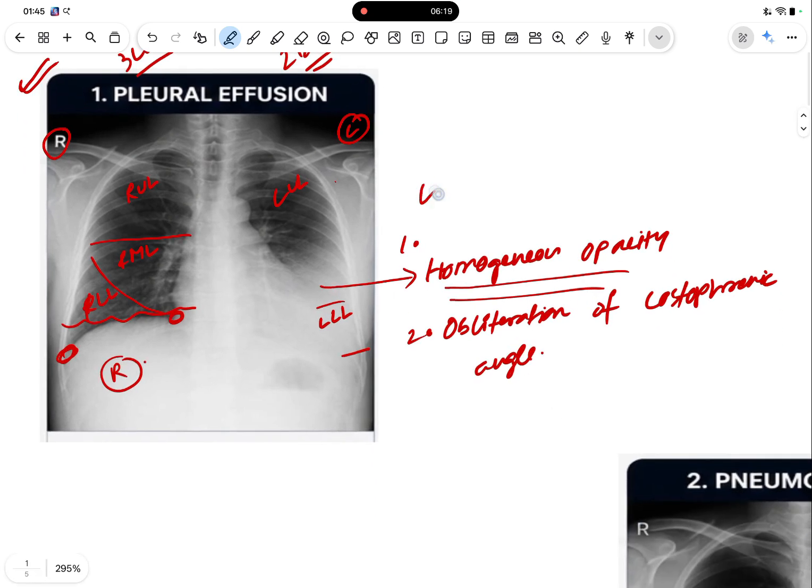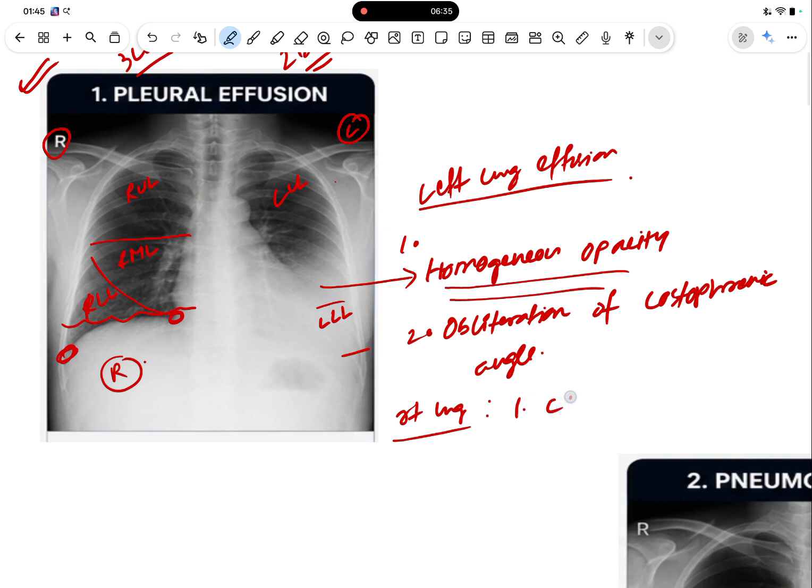If the effusion had been in the right lung, the answer would have been that there is homogeneous opacity as well as obliteration of both the costophrenic and cardiophrenic angles. So this is a case of pleural effusion.